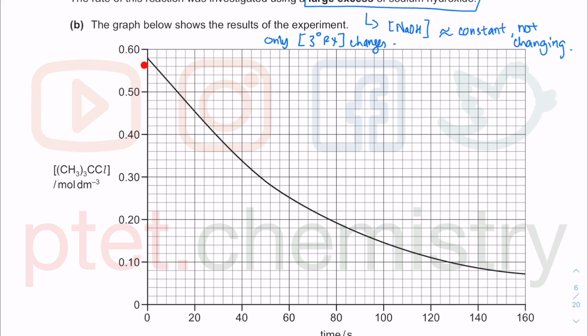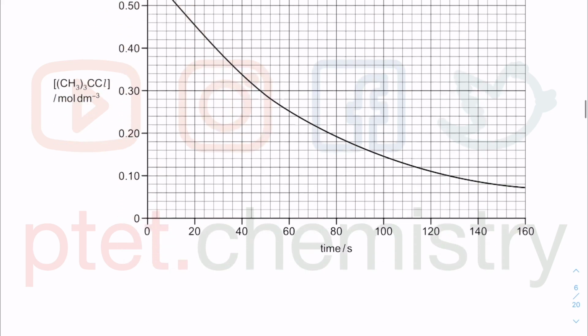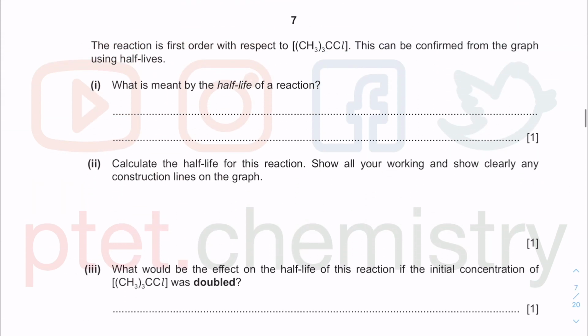The initial concentration means at time equal to 0. What is the original concentration? It's not exactly 0.60. This is 0.58. Am I correct? Yeah, because it's 0.52, 54, 56, 0.58 mol per dm cubed there. Usually this kind of question involves drawing a tangent at t equal to 0 to work out the initial rate at time equal to 0. But we're going to have to read through the question. What do they want? They say it is first order with respect to this tertiary halogenoalkane concentration.